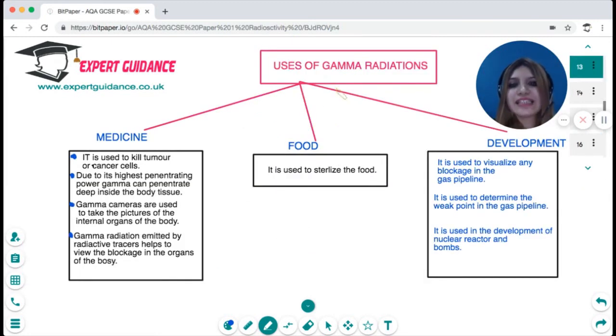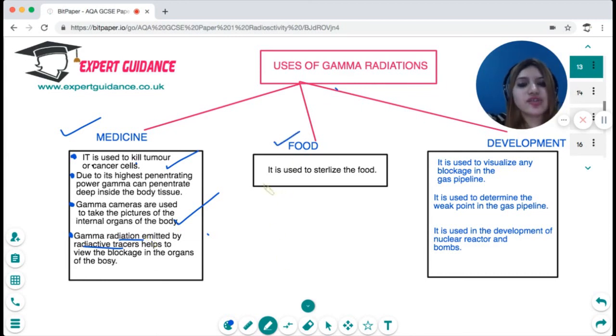Okay, next is gamma radiation. In medicine, it is used to kill tumor cells, cancer cells. Why? Because it has highly penetrating power. So due to this highly penetrating power, it can penetrate deep inside the tissues. We can have gamma cameras, which can take pictures of the internal organs of the body. And the gamma radiation is emitted by radioactive tracers. We put the radioactive tracer inside the body. The radiation that they emit helps us to visualize blocked organs, like blocked kidneys of the body.